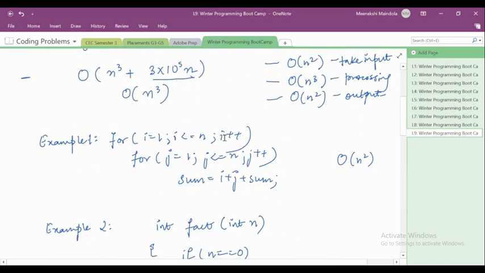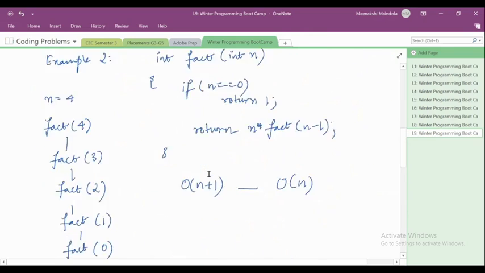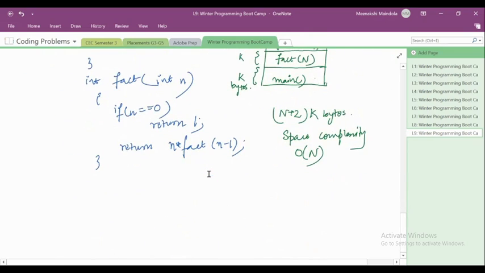This is going to take up order of 1 space complexity, which means it is not going to take any extra space since you're just running a loop. Okay.